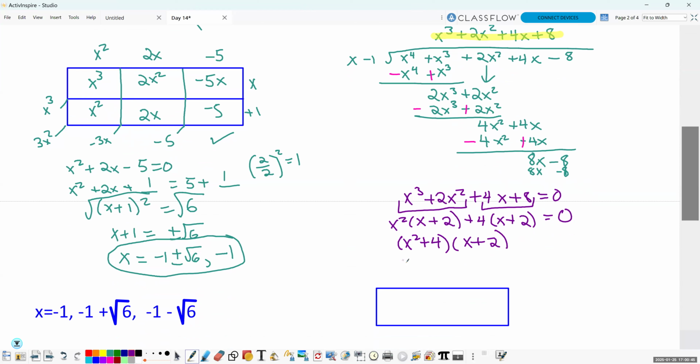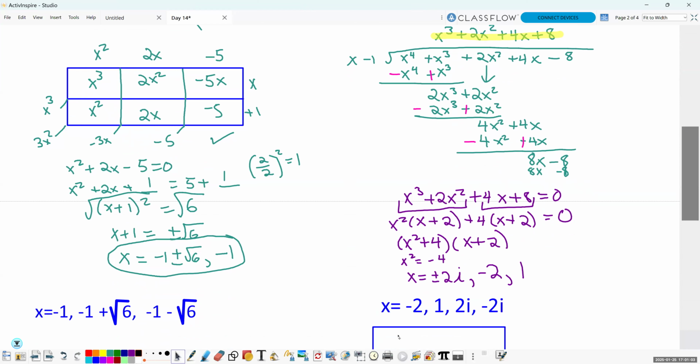When I solve this, x squared plus 4, x squared equals -4. Take the square root, that gives us plus or minus 2i. This is going to give us -2. And then we had the 1 that we used as our factor. We don't want to forget that. And those are our 4 solutions. And hopefully under this box, yep, there they are.